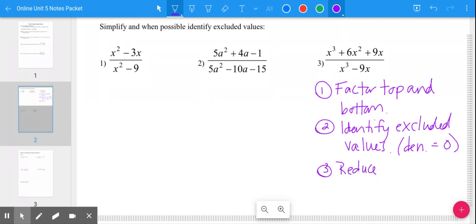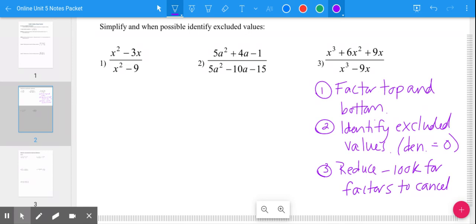Then step 3 is going to be to reduce. And what we look for is factors to cancel. So maybe we have a factor of x plus 2 on the top and also on the bottom, so we can cross those out. So let's take a look at problem number 1 and see how this is going to work. So first, we want to start by factoring, again, both the top and the bottom.